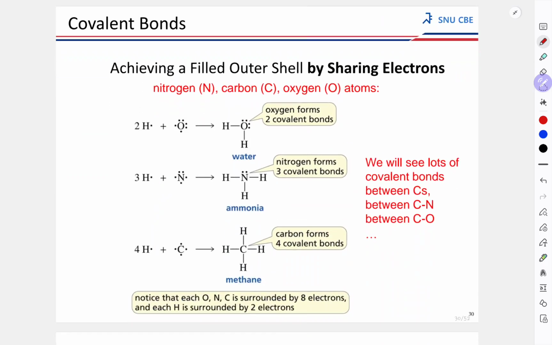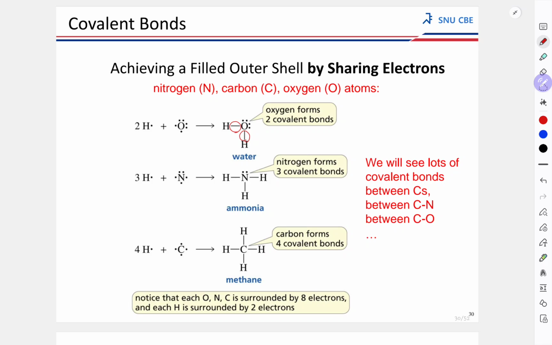What about other elements? These are typical elements we will encounter a lot in the organic chemistry course and of course in your daily life. So nitrogen, carbon, and oxygen atoms can also achieve a filled outer shell by sharing electrons. Oxygen forms 2 covalent bonds with hydrogen to become water. You know, water is a very stable species. What about ammonia? Nitrogen forms 3 covalent bonds with 3 hydrogens. What about carbon? Carbon can form 4 covalent bonds with 4 hydrogens. This is the methane molecule.